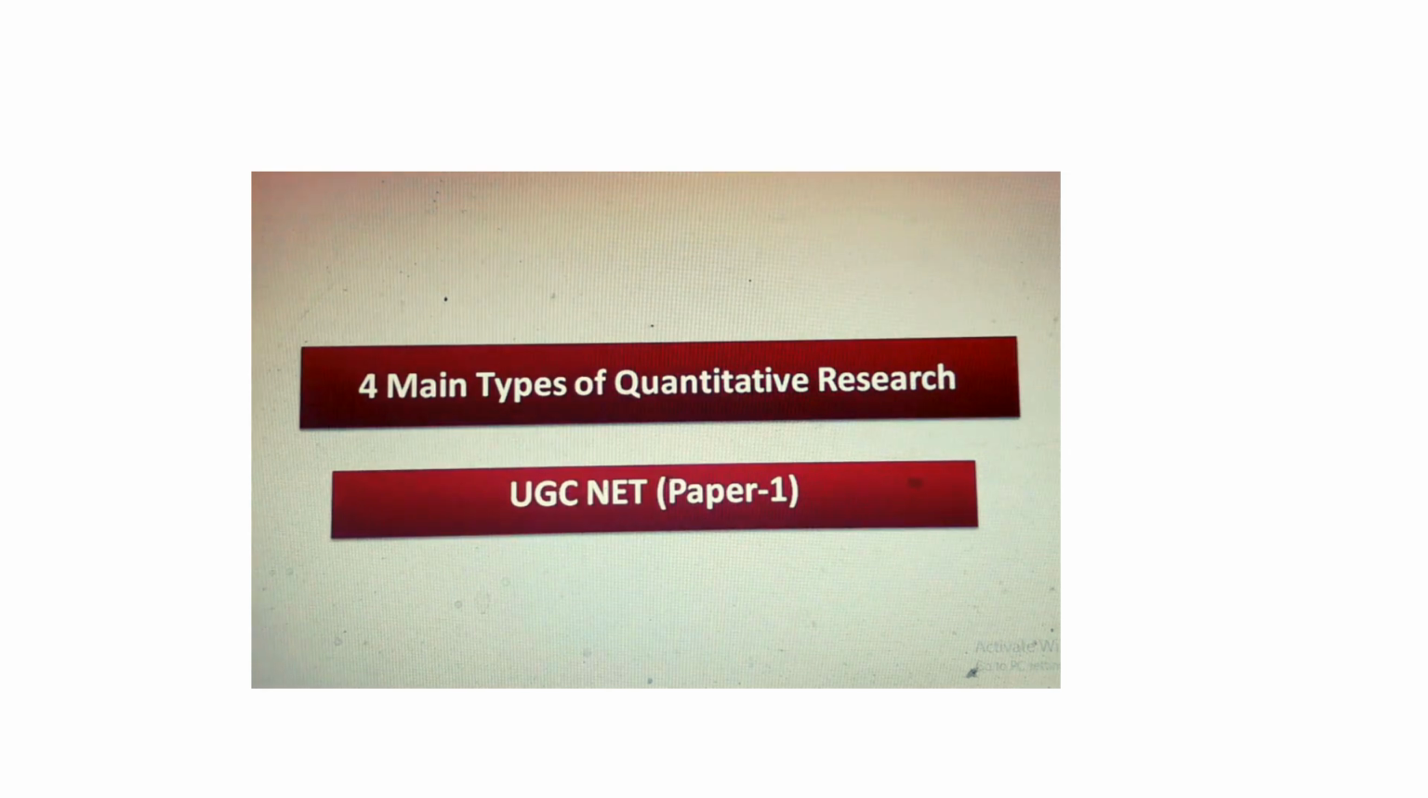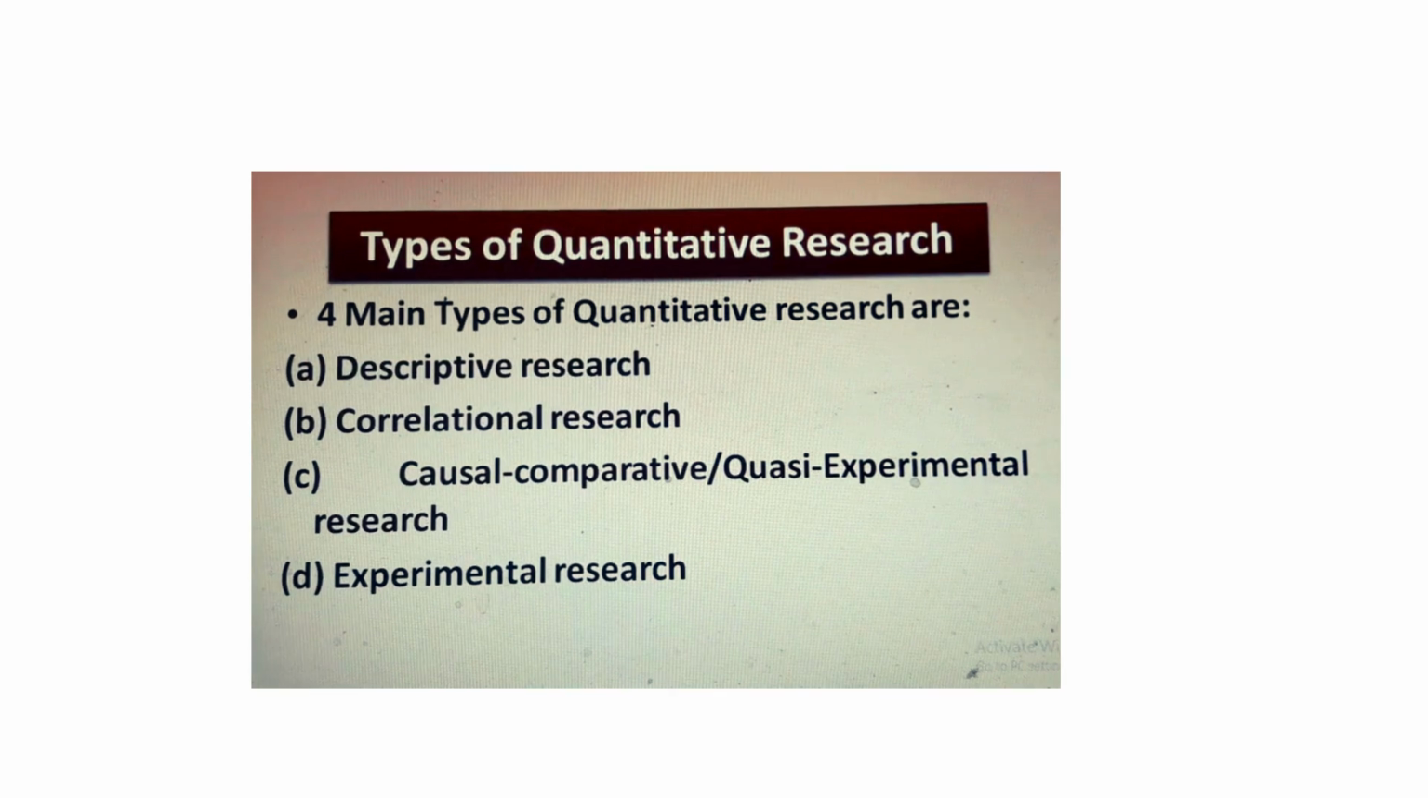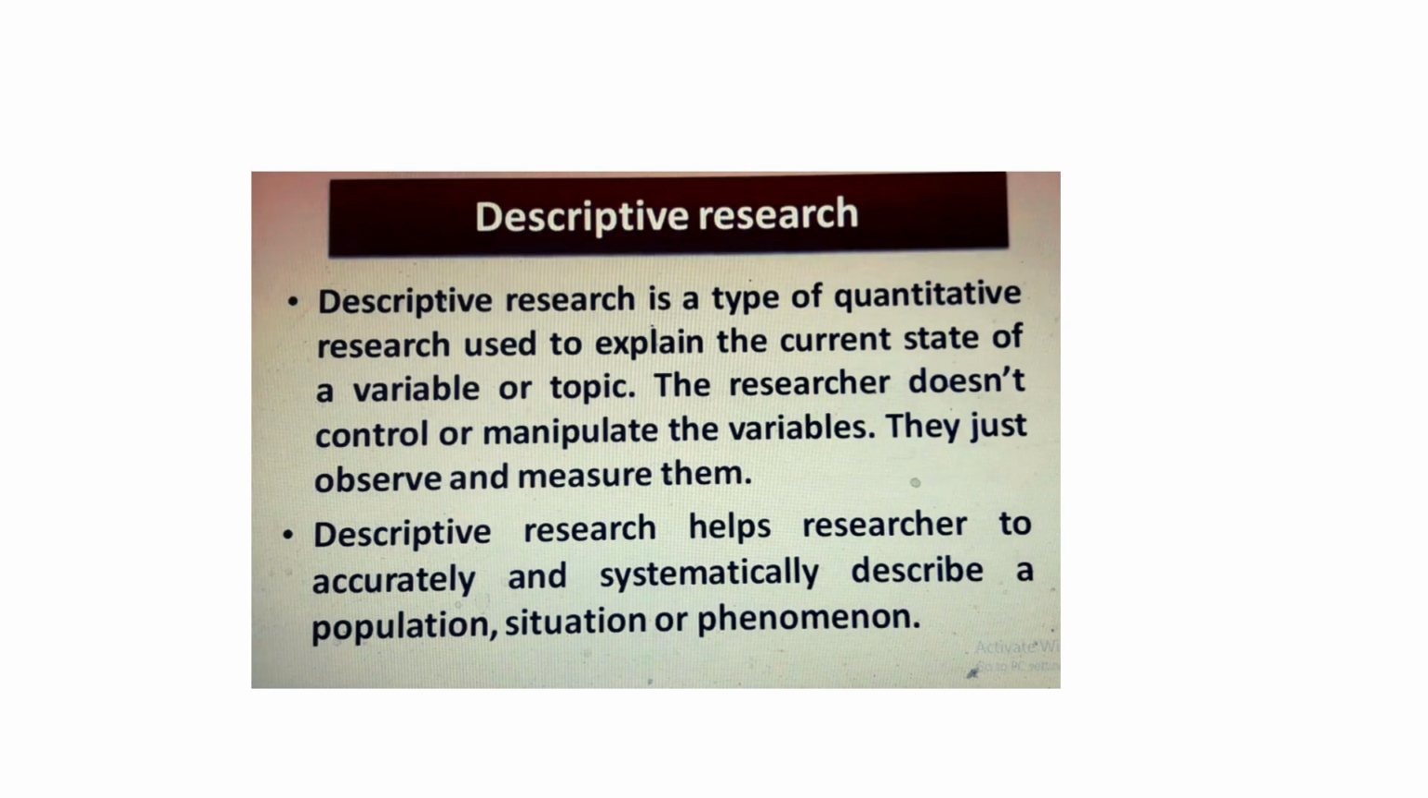In this session, you are going to learn about four main types of quantitative research. That is descriptive research, correlational research, causal comparative, quasi-experimental research and experimental research. So let's start the session with descriptive research.